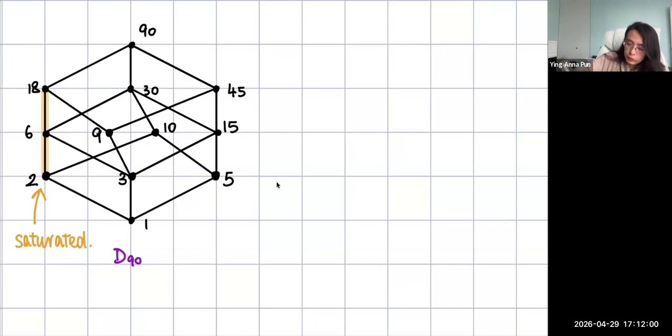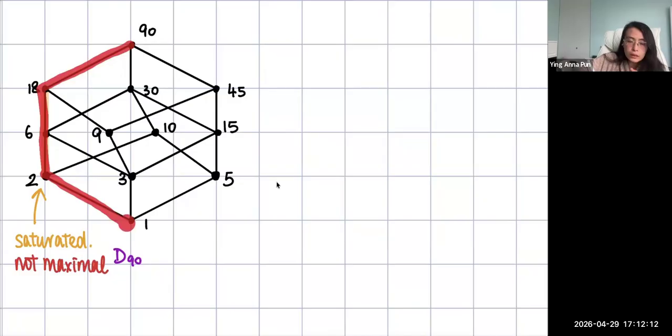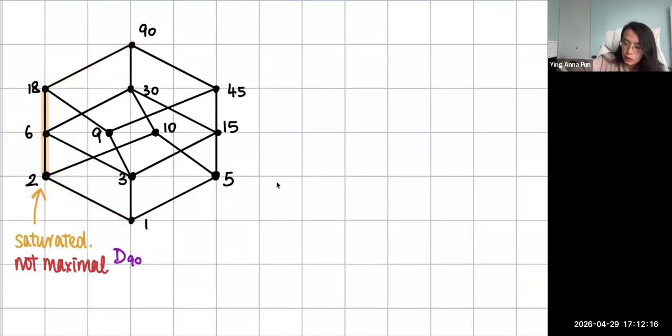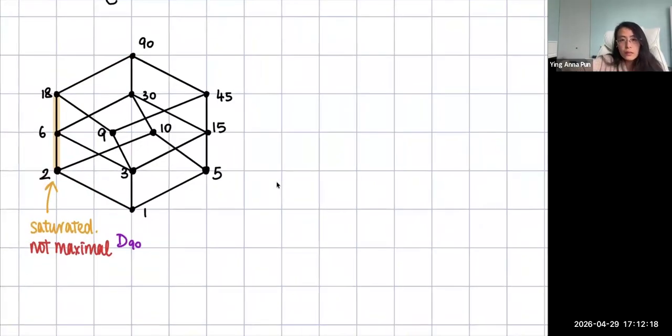So this is saturated. However, this is not maximal, because you can find another chain that properly contains it. This is a chain, right, and we can contain this saturated chain in a bigger one.